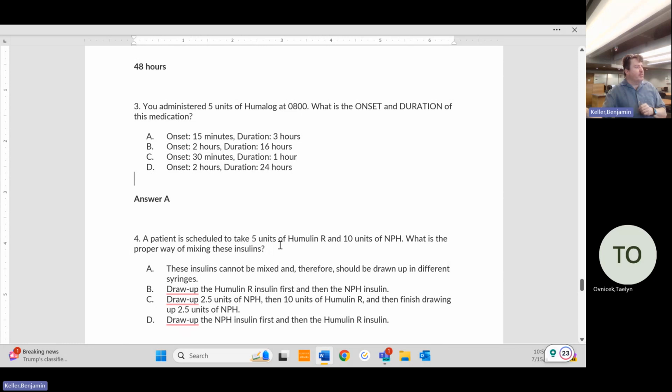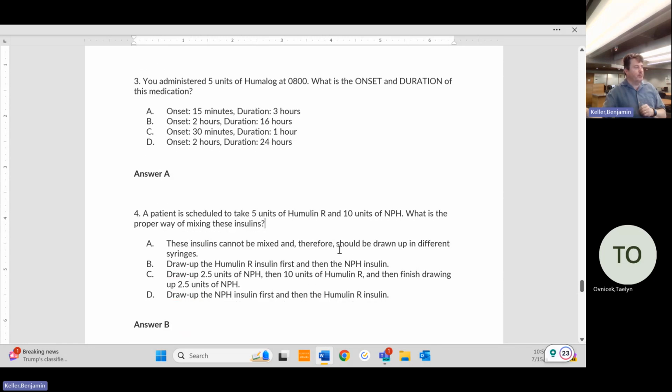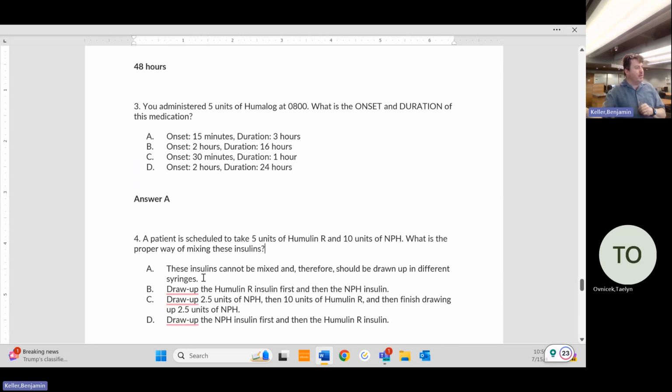So patient is scheduled to take 5 units of Humalog R. So that's R stands for regular, and 10 units of NPH. And so we can mix these insulins. And so what are we going to do? So the insulins can't be mixed? Nope, we can mix them. So that one's not right.